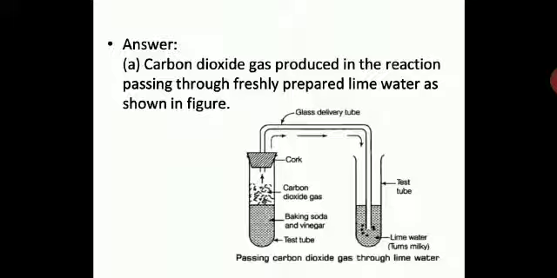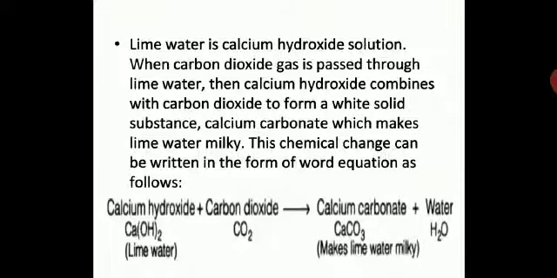Can you see this? Carbon dioxide gas is released due to the reaction of baking soda and vinegar, which you have done. So, passing of carbon dioxide gas through lime water. Lime water is calcium hydroxide solution. Do you all know that? Yes, I have repeated it in the previous session also. So when carbon dioxide gas is passed through lime water, what happens? Calcium hydroxide combines with carbon dioxide to form a white solid substance, calcium carbonate, which makes lime water milky.